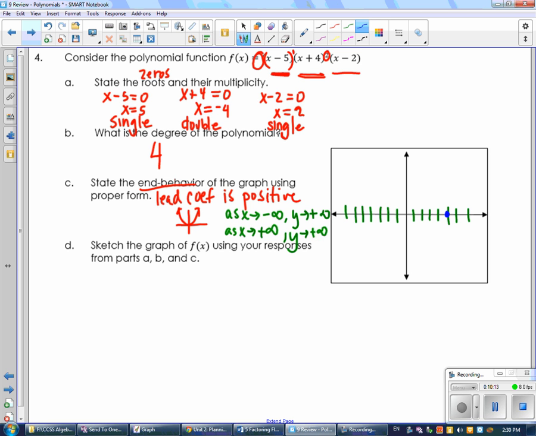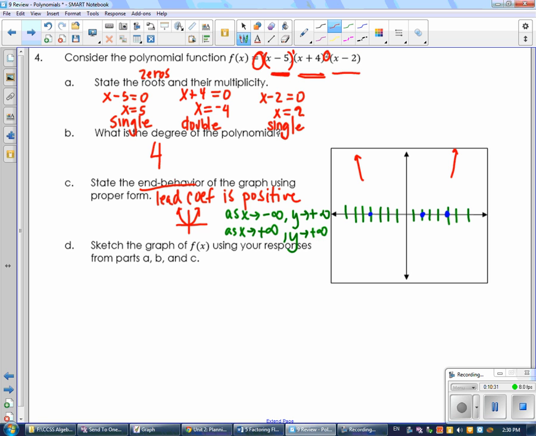I have a root at -4. And I have a root at +2. And I know from far away, my graph, my ends on both sides need to be going up. So that's going to help me when it comes to sketching the graph here.